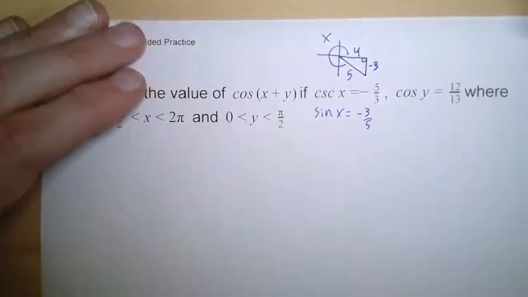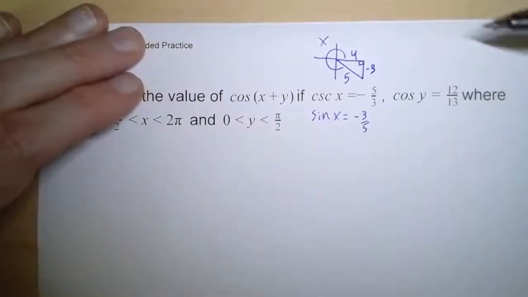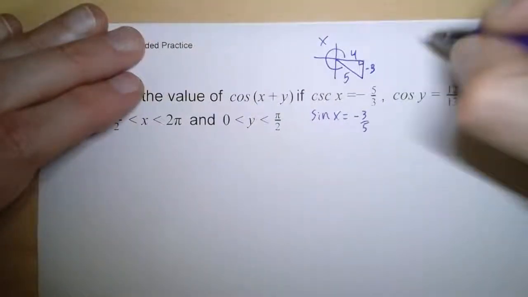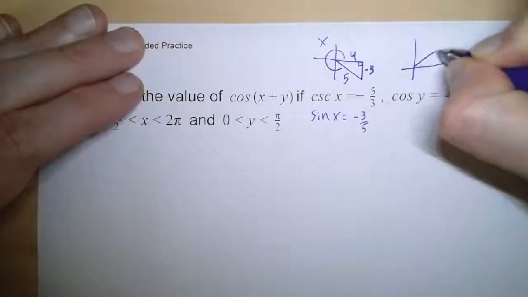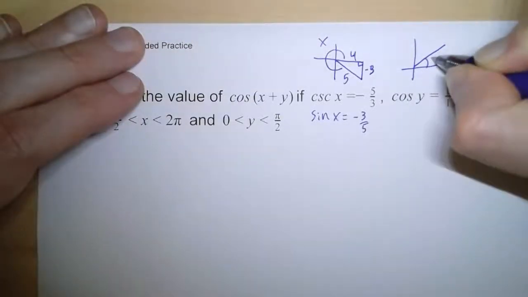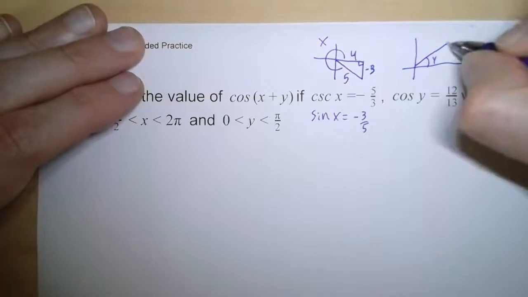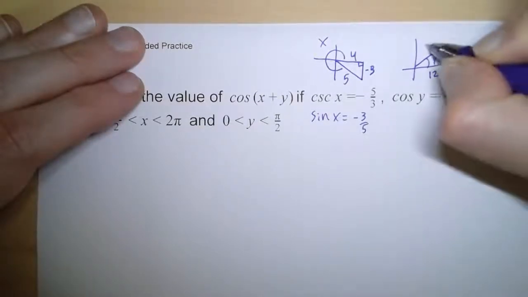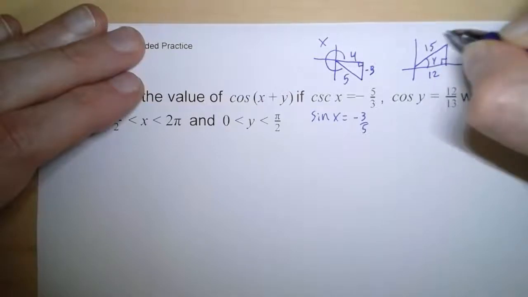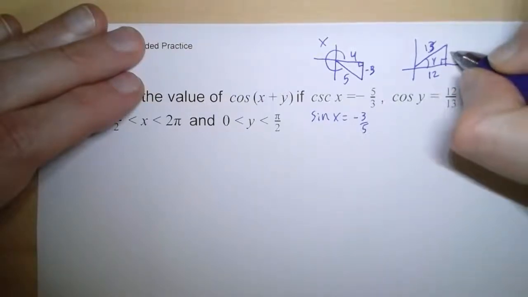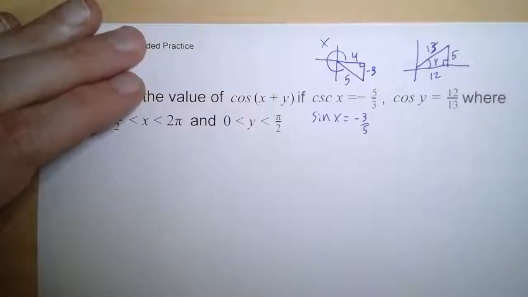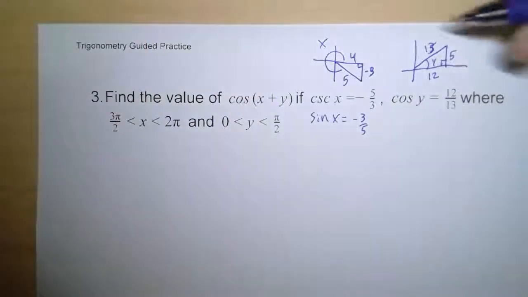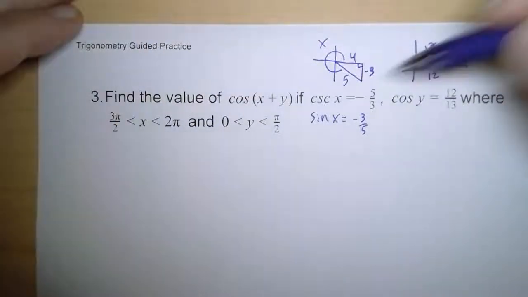Now, for y, we're told that that is in the 1st quadrant. And we're told that cosine is 12 over 13. So that means the adjacent side is 12, and the hypotenuse is 13. So that means the opposite side should be 5. Now, I'm going to set that aside for a moment, but we'll revisit that really quick.